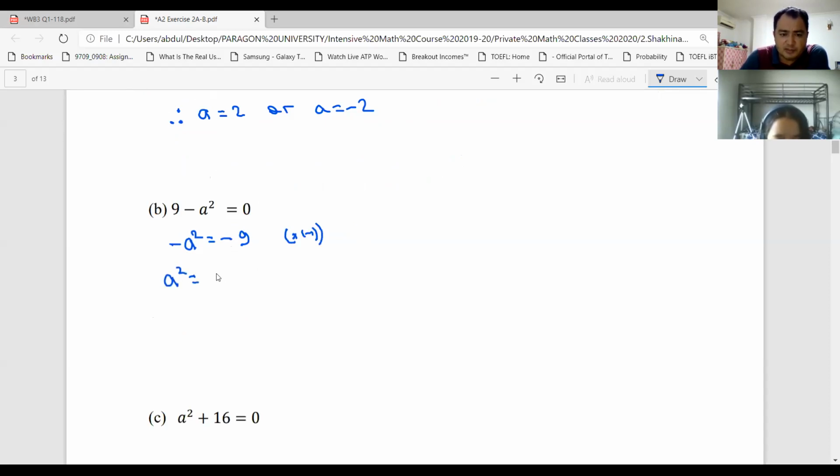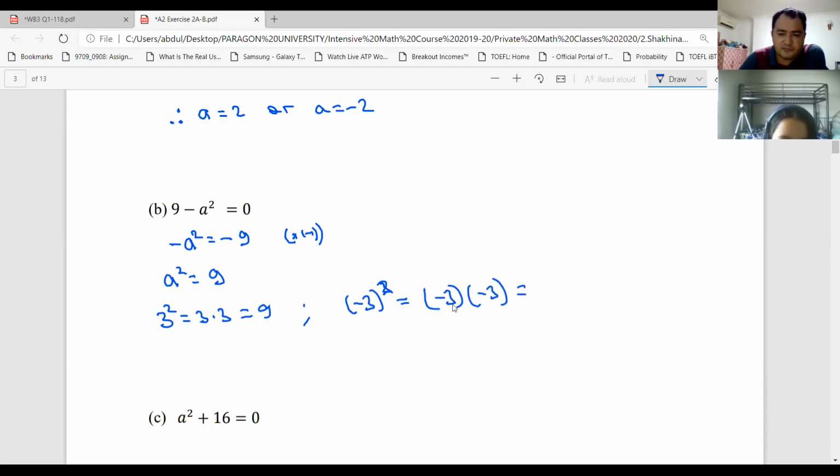Negative times negative, it is plus 9. From here, as you see, 3 squared equals 3 times 3 equals 9. Or negative 3 squared, right? That's equal to negative 3 times negative 3, negative times negative is positive, 3 times 3, 9. So both answers produce the same result. So from here, A equals 3 or A equals negative 3.